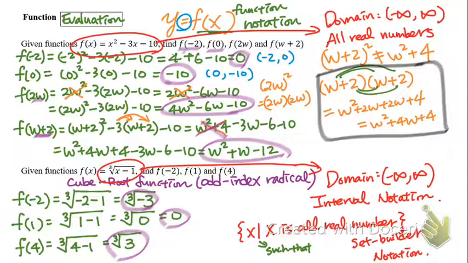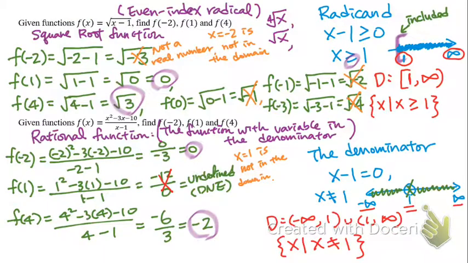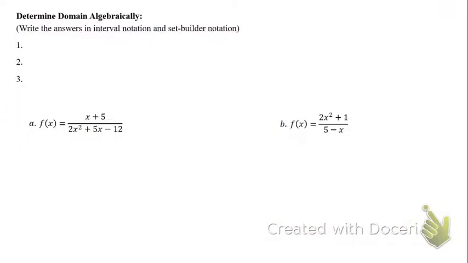We have evaluation. We started out with the polynomial functions, and then we moved on to the cube root functions. Even square root functions can also be called even index radicals, and then last but not least, the rational function. After evaluating those functions, when they give us some input, we also talk about the domain, right? So let's go ahead, this is the algebraic approach to find the domain of a function.